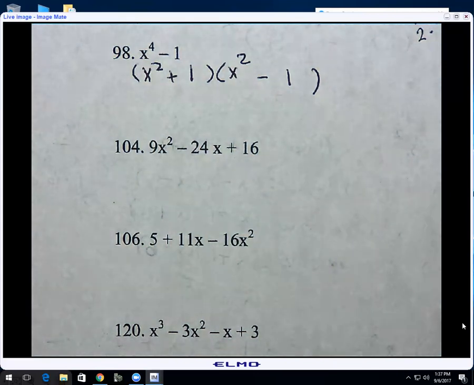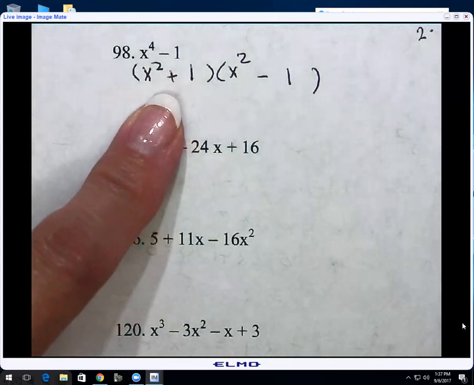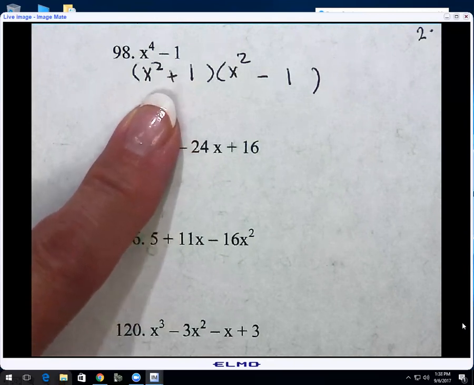So why, if this was a 5-point problem on a test, why would I take off 3 points if you stopped right there? It's not factored completely. You need to go on down the chart, and step 3 says, can any factor be factored further? How about that x squared plus 1? Can it be factored any further? No. Right. The x squared plus 1 is the sum of 2 squares, and it can't be factored any further.